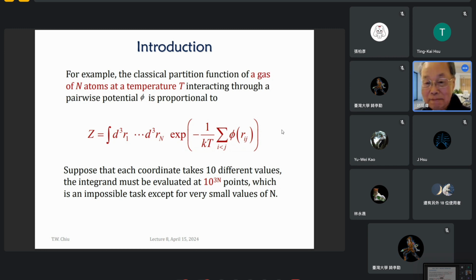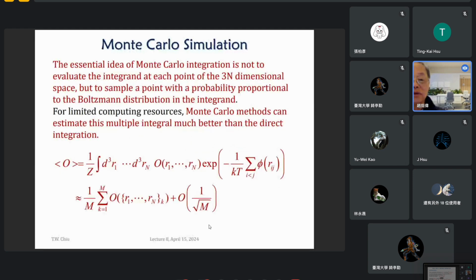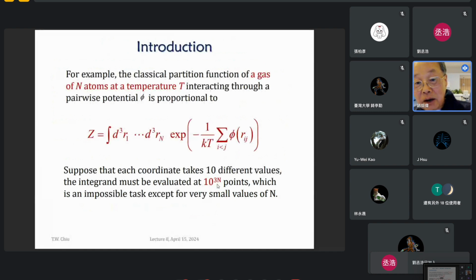So this direct method, or direct integration, easily meets the limit. You cannot just do it in this way. Even if you want a numerical solution, you cannot do it directly. With limited computing resources, the only way you can do it is by Monte Carlo simulation. The idea of Monte Carlo integration is not to evaluate the integrand at each point, because 10 to the power 3n points is too many.